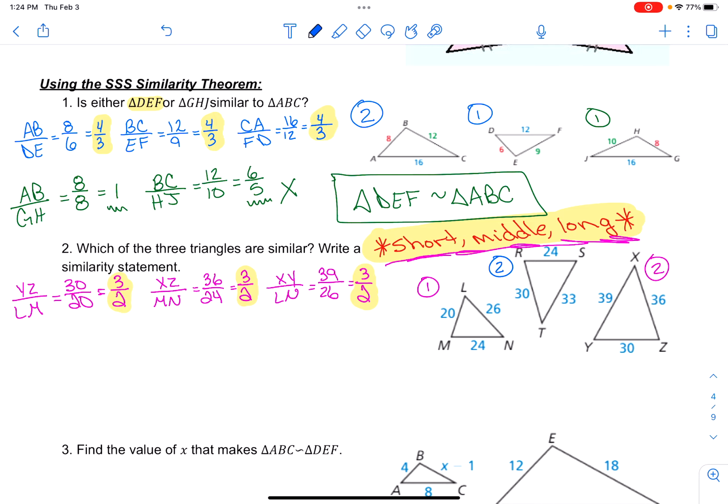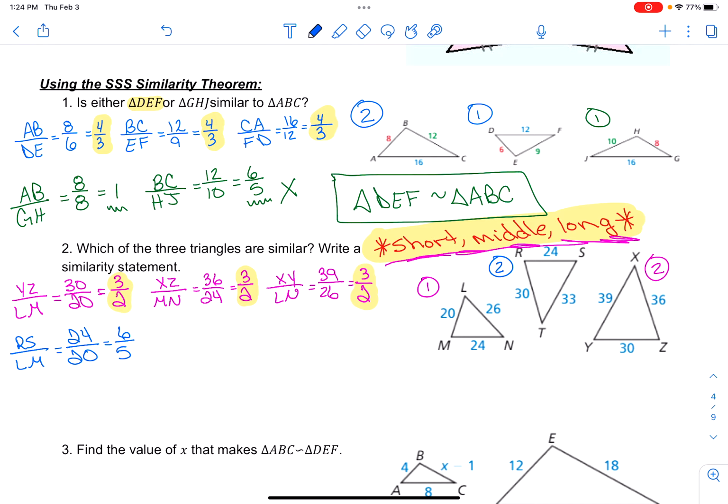They should not. So again, we start with our short side. So our short side would be RS, and then LM. RS is 24 and LM is 20. 4 goes into 24 6 times and goes into 20 5 times.